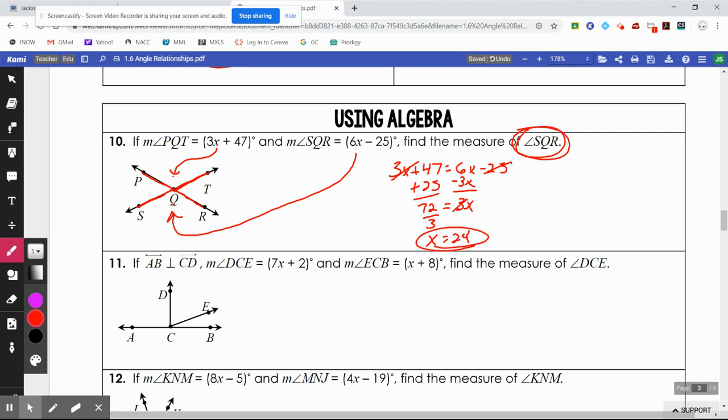So now everywhere we have an x, we can now plug back in a 24. So I'm going to plug it in both places just to check myself. 3 times 24 is 72. 72 and 47 is 119 degrees. 6 times 24 is 144 minus 25 is also 119 degrees, which makes us know that our answers have to be right because both of these angles are 119 degrees. Now let's see what we're looking for here. SQR, that's going to be 119.